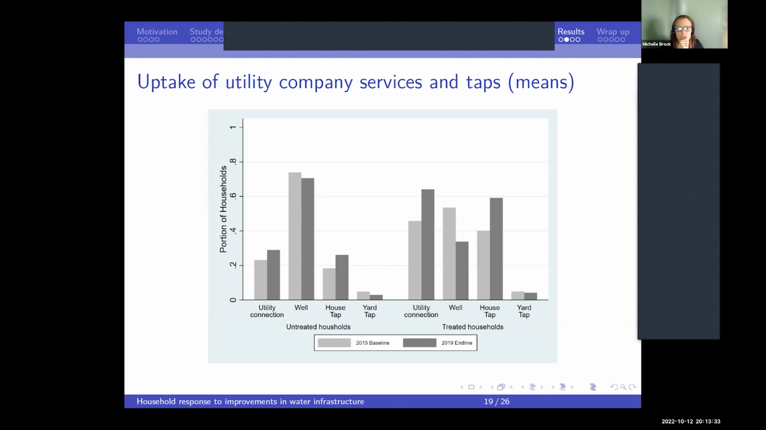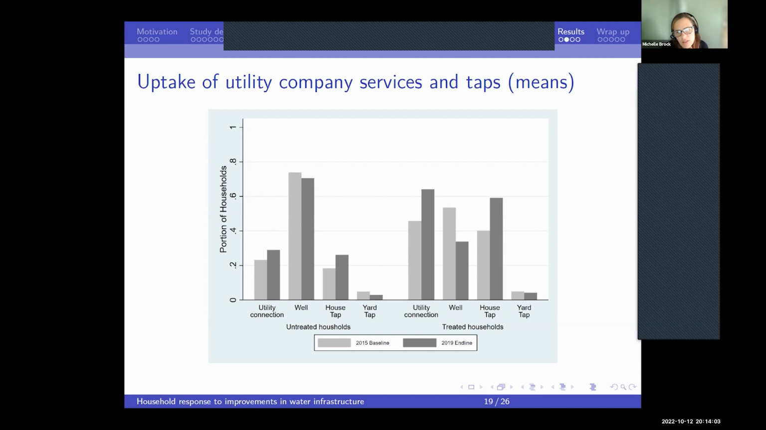So now on to the results. Almost done. This chart just shows the basic means of the proportion of households that have taps and utility connections and wells at the baseline and at the end line. The light gray bars are representing the baseline, and the first four pairs refer to the untreated households, and the second four are the treated households.